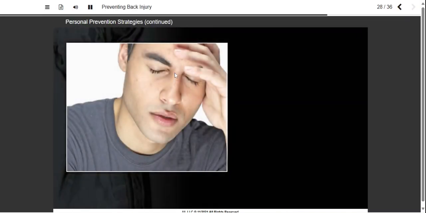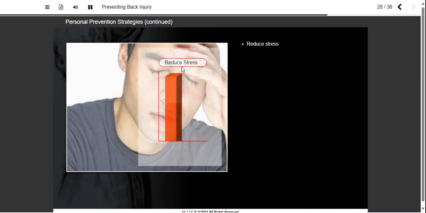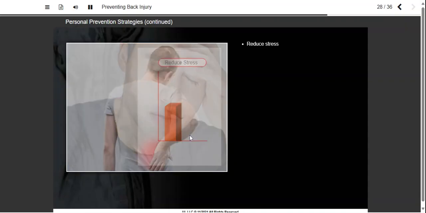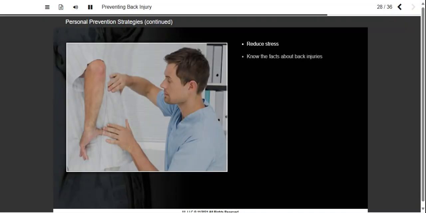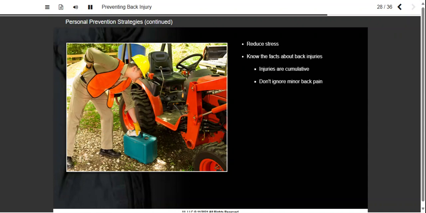You can also look after your back by keeping your stress levels low. This will prevent your muscles from tensing up. Finally, stay aware of back safety issues. Remember that most back injuries are cumulative, so even if you just have minor back pain every now and then from lifting, years of improper lifting techniques, poor strength, flexibility, and posture can build up and cause major back problems.